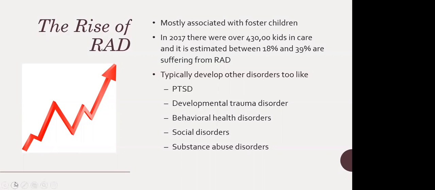Anyway, children who have been diagnosed with RAD typically develop other disorders too, like PTSD, developmental trauma disorder, behavioral health disorders, social disorders, and substance abuse disorders. This comes from the abuse and neglect they experienced in order to form reactive attachment disorder.